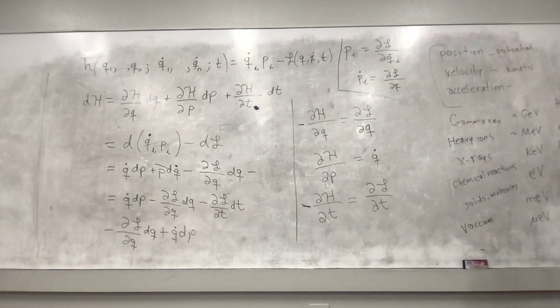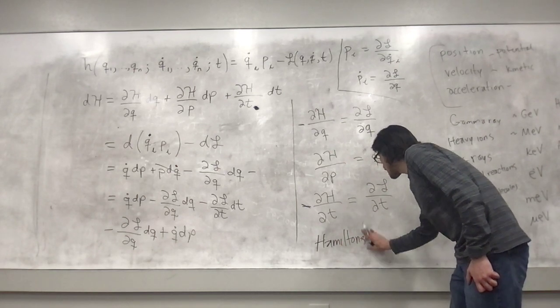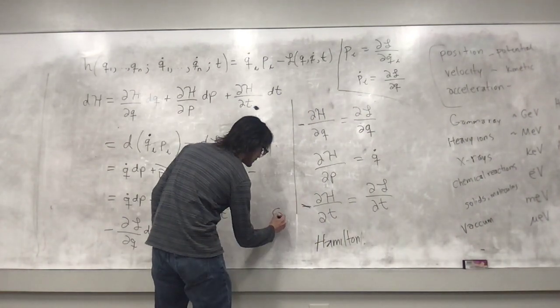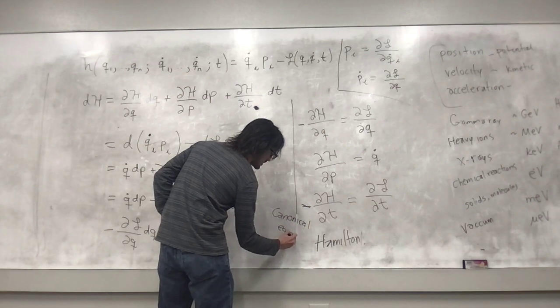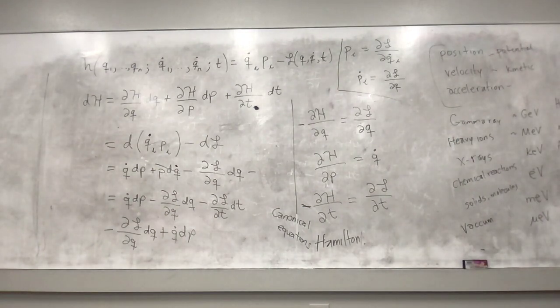Have you seen these ones before? Yes? Yeah. So these are the Hamilton's, I think they're the canonical equations of Hamilton. I don't know how many n's are in canonical. I used to know these things, and autocorrect has destroyed my grammar. You just have to write something that is close enough. It's horrible.